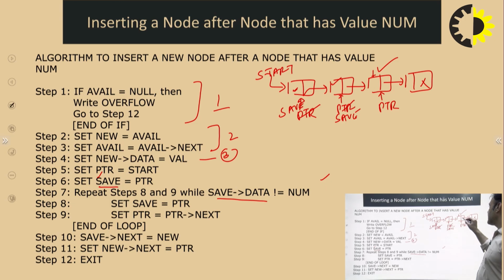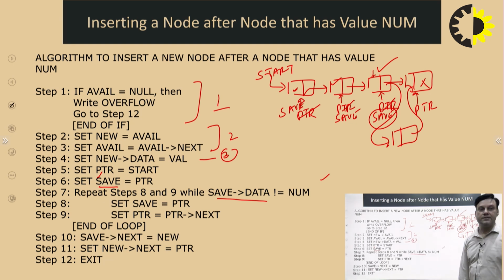If this is the case, then inserting a node after the node with value num. Yes, this is the case, then I have to insert. So now this is the save and this is the PTR. If the information part is this, then I have to insert a new node here like this. So the algorithm works like this.